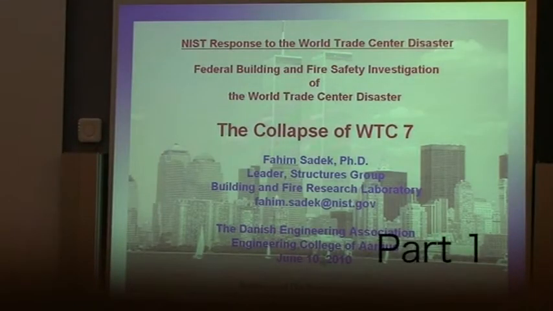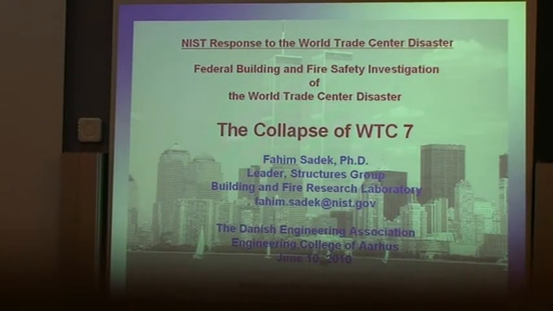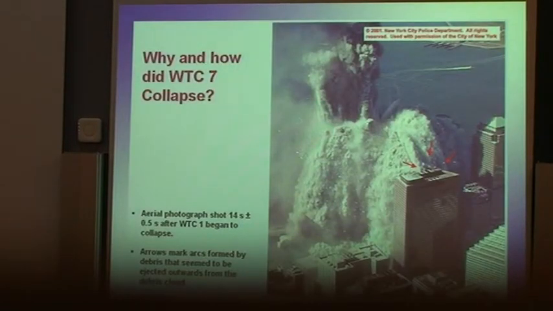So the second part of this presentation deals with the collapse of World Trade Center Building 7. As I showed you in the previous presentation, this was the building next to, or to the north of, the World Trade Center complex. And that was not a small building, that was a 47-story building that collapsed the same day around 5 p.m. or maybe a little bit later. And again, the same question we're trying to address here: why and how did World Trade Center 7 collapse? Especially as there was no aircraft impact in this one.